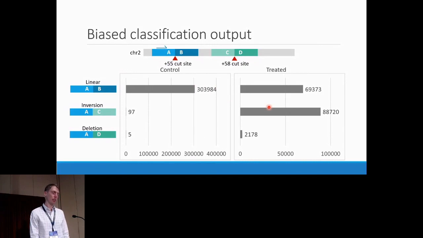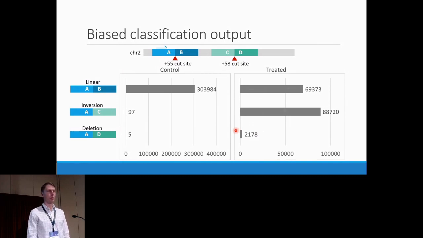In the treated example, while there are some reads that show the linear conformation, we actually also see the presence of the inversion, which is highly present as well. The deletion outcome has been depleted in this experiment, but we also see the minority of reads that do show the deletion as well.